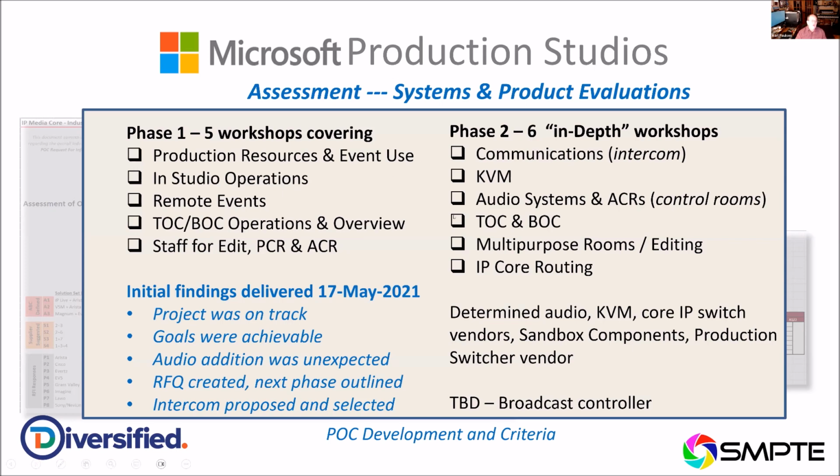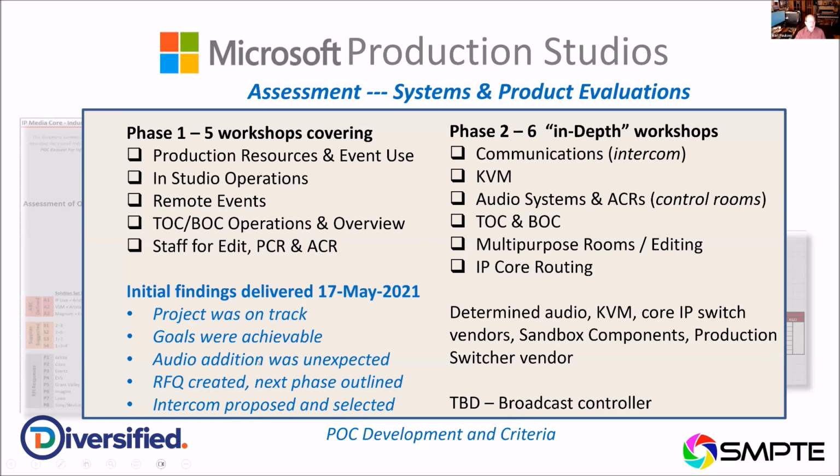How did the remote events work? What was the TOC or the BOC, Technical Operations Center, Broadcast Operations Centers? How did it work and function? What was an overview? How did they staff each of the various functions, editorial, production control, and audio control rooms, and so forth? So this took about the first 5 months, and this is really a qualifier for whether the budgets were right, whether they picked the right areas to look at. Was the project on track? Were the goals achievable?